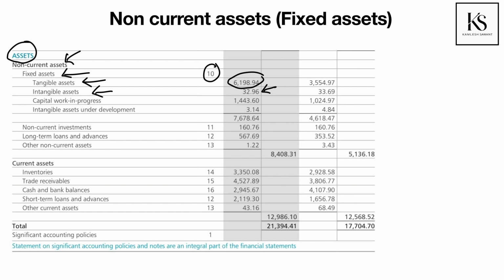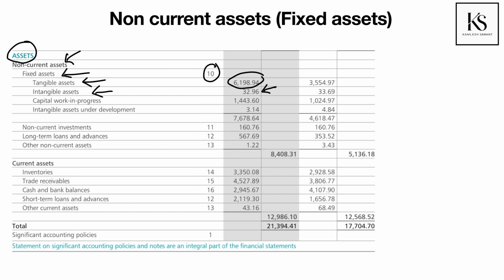Here is the snapshot of fixed assets of Amara Raja Batteries Limited. The first line item, tangible assets, is valued at 619 crore rupees. Tangible assets consist of assets which have a physical form. In other words, these assets can be seen or touched. This usually includes plant and machinery, vehicles, buildings, fixtures, etc.